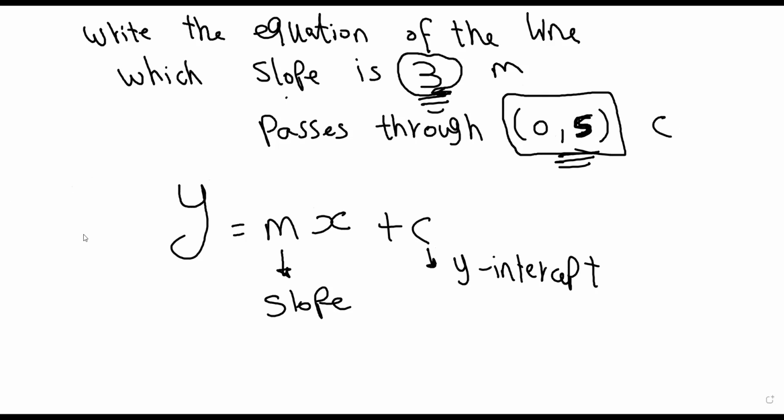So we can write the equation directly. Y equals mx plus c, so we're going to write 3x plus 5. That's the equation of the line. Did you get it? Yeah.